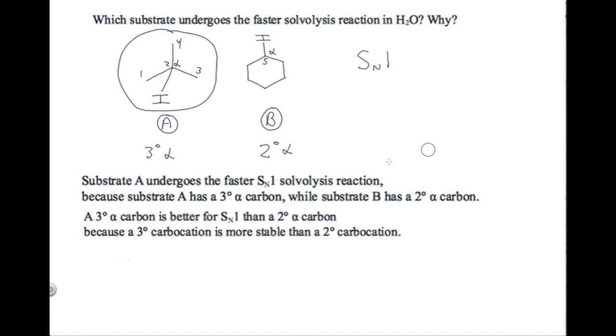So here's a better answer that explains that a tertiary alpha carbon is better for SN1 than a secondary because a tertiary carbocation is more stable than a secondary carbocation. I think this would be a full credit answer. But even so, just for our own understanding, can you explain why a tertiary carbocation is more stable than a secondary?